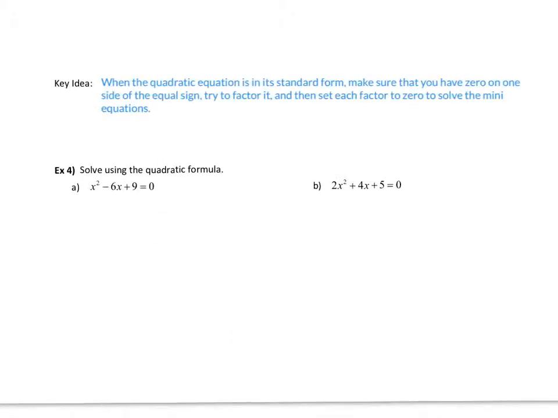Okay, so when the quadratic equation is in its standard form, make sure you have 0 on one side of the equal sign. Try to factor it, and if you can, then set each factor equal to 0 and solve the mini equations. Now the question is, what if you can't, like that last example?